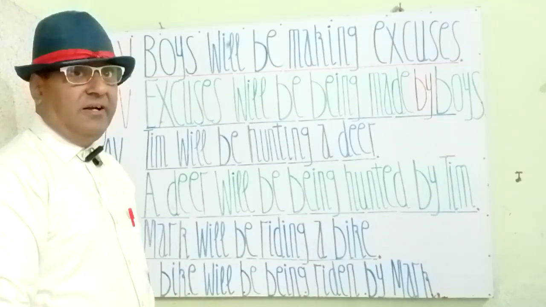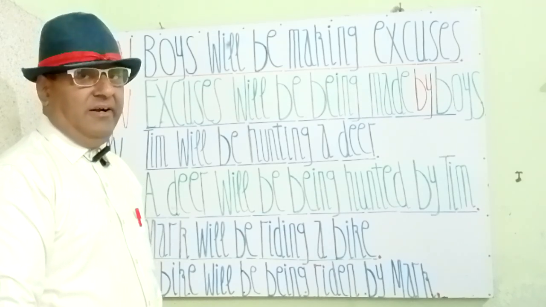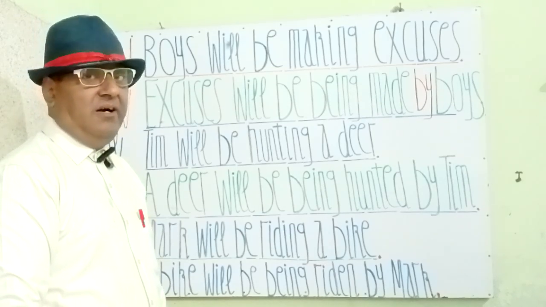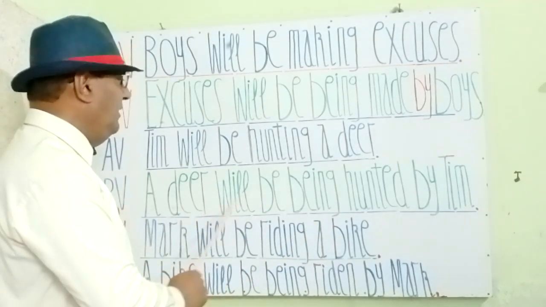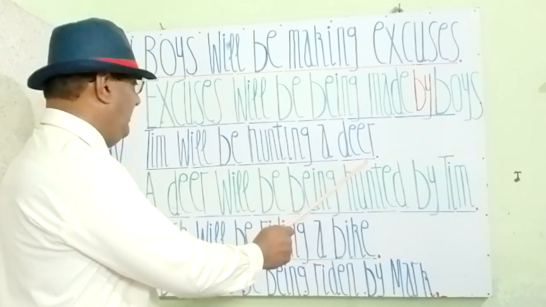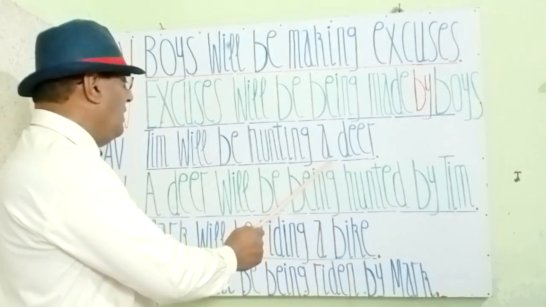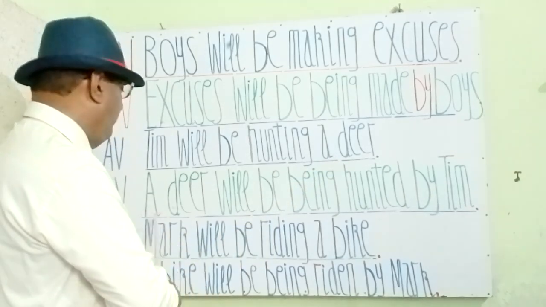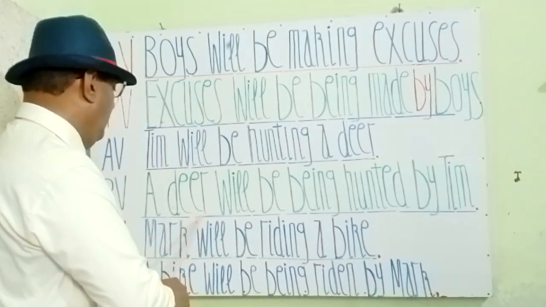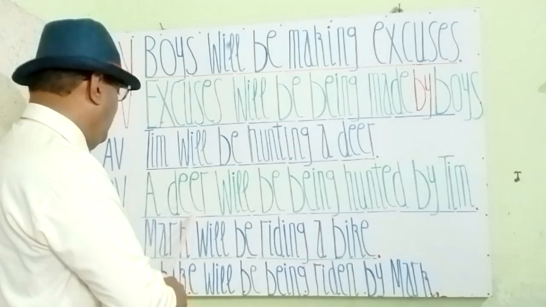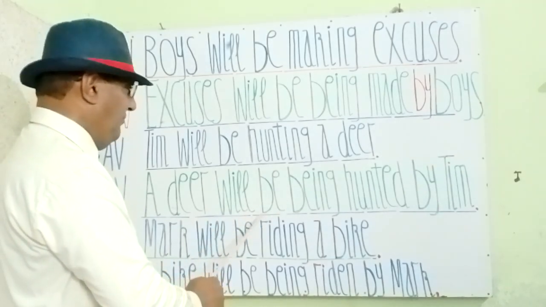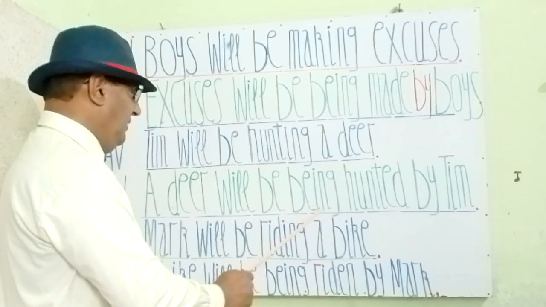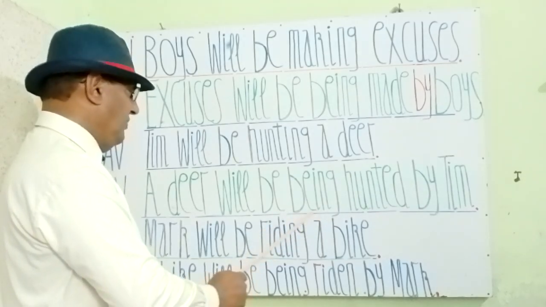Let's see this change in passive. A deer is an object here. It will go as a subject in the passive statement. So a deer stands here as a subject. A deer will be, after deer we will add as per rules will be for the future tense. A deer will be and being is added in passive for future continuous tense.